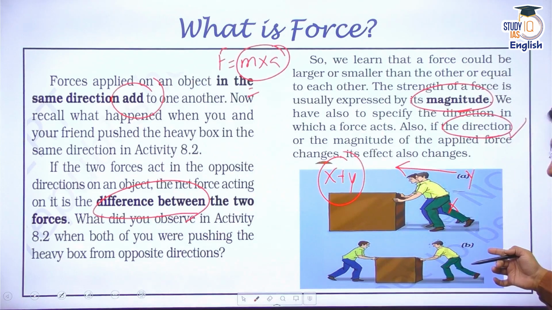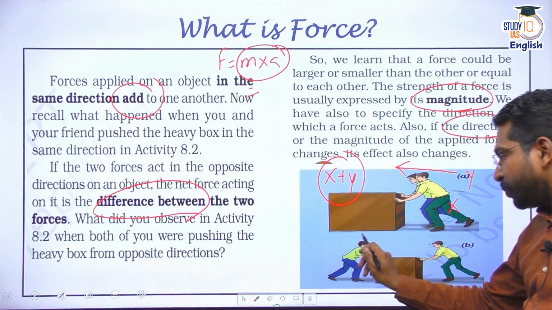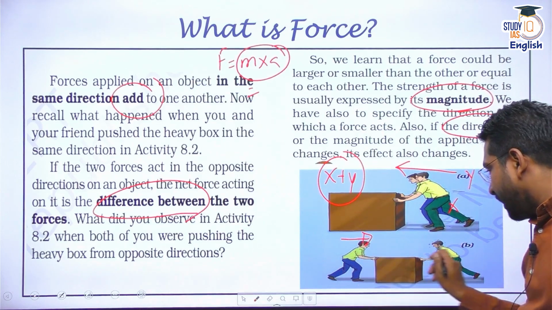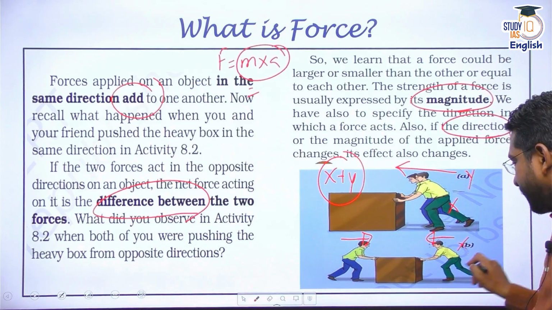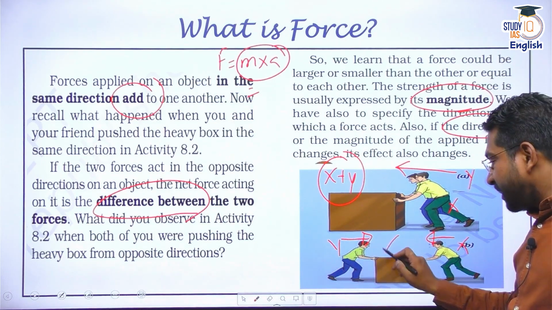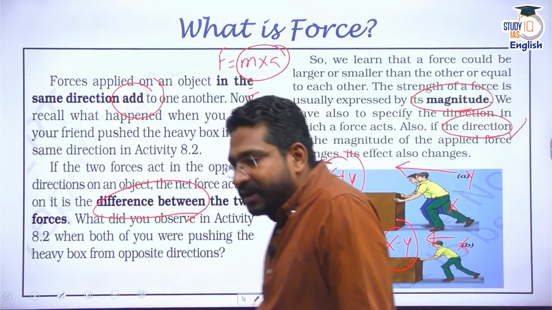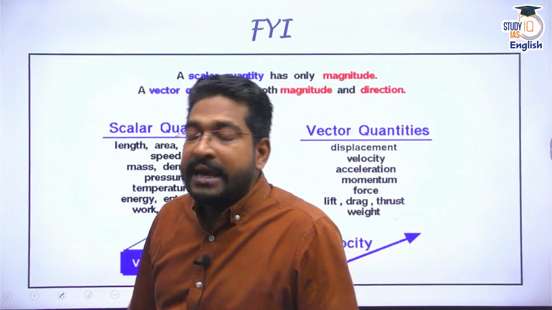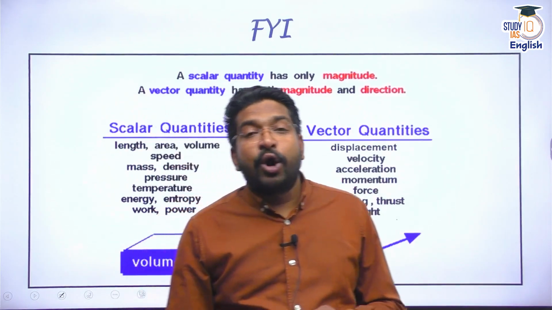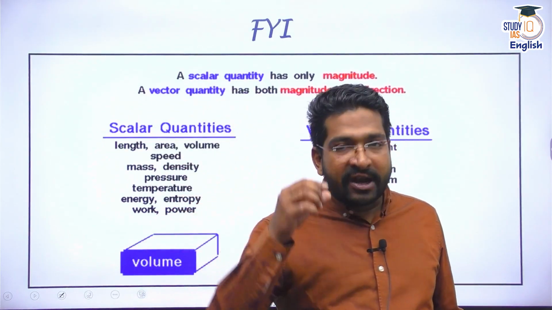But if two people are pushing it from opposite sides, one person pushing from this side, another from this side, then if this is X and this is Y, we will check the net force to be the difference of these two. They cancel out each other. Why did I tell you this? Because we need to understand certain features called scalar quantities and vector quantities.